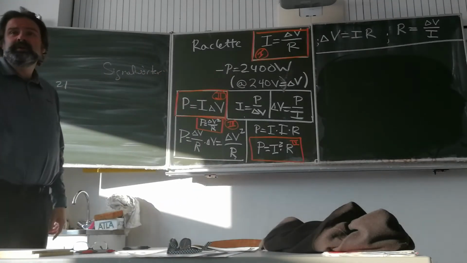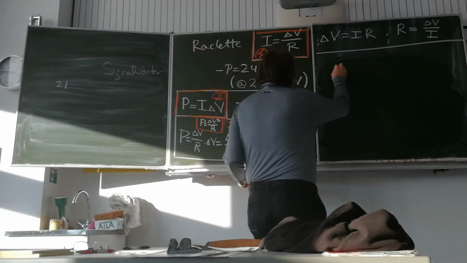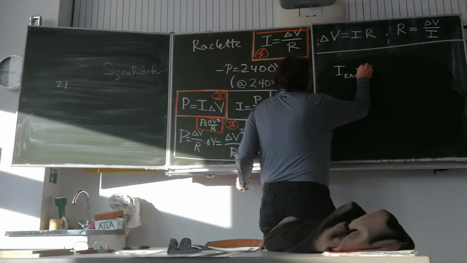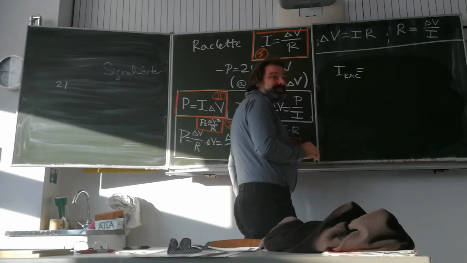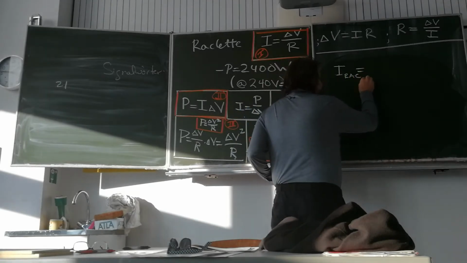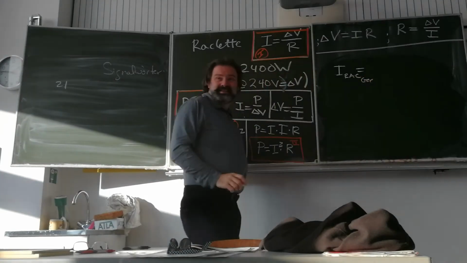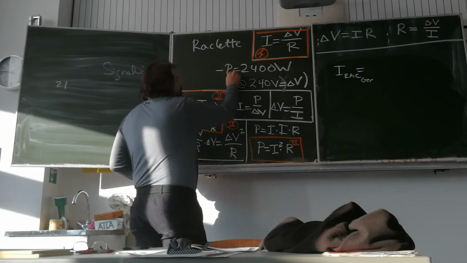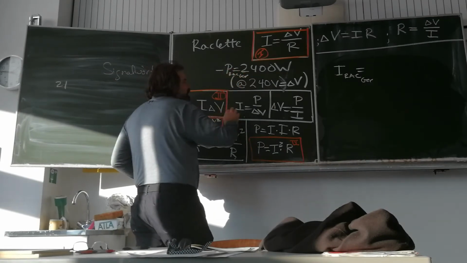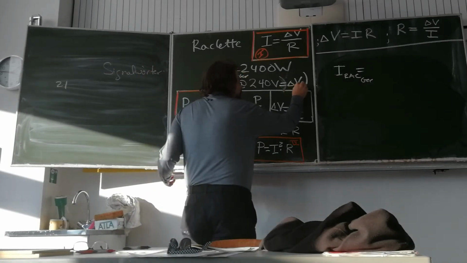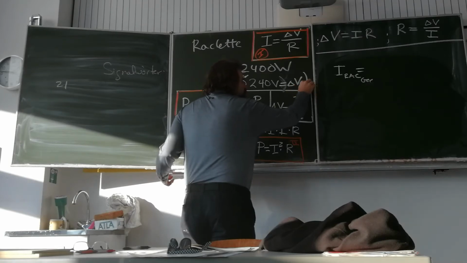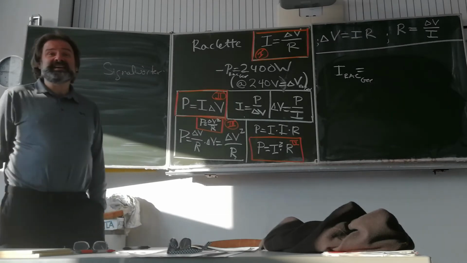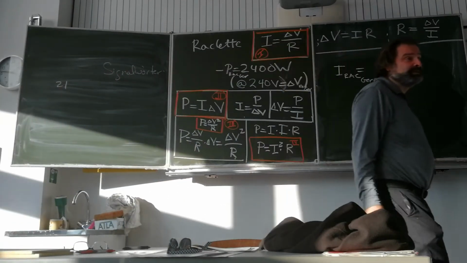Current. Okay, so the current that it would produce, let's call it I raclette. Oh, double subscript. You excited? Germany. This is the I Raclette Germany, and this is the P Raclette Germany. G-E-R. There we go. And then delta V is delta V Raclette Germany. Good? So, how much current would our raclette set draw in Germany?